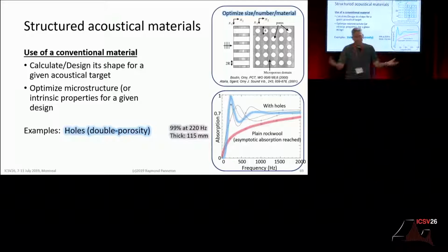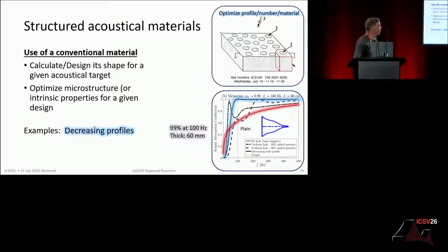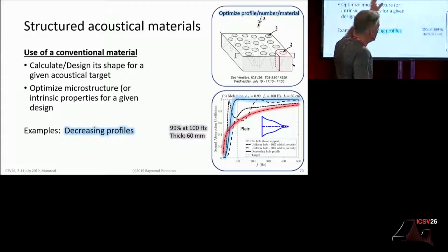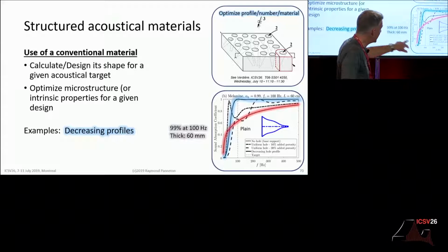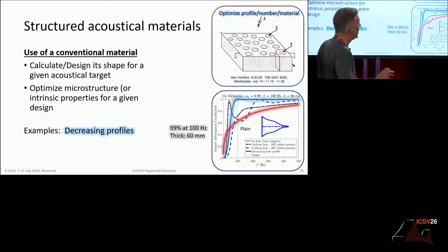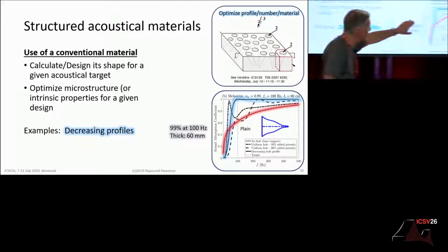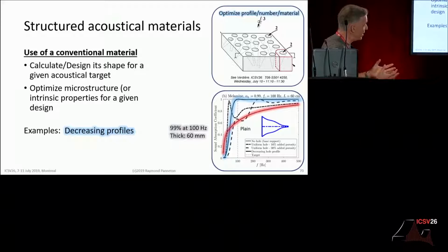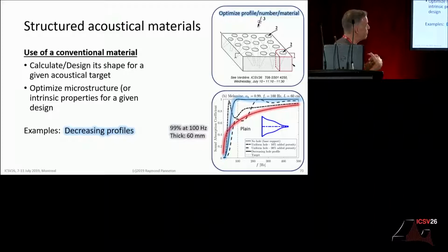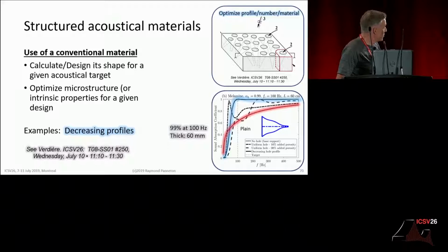If you want to have a wideband absorber, we can use a decreasing profile. And then with decreasing profiles and some optimization, you can reach 99% absorption at 100 Hertz, starting from a minimal thickness of 60 millimeters. That is very low. For now, it's unbeatable. This is done with melamine foam here. So you see the pink curve is the asymptotic behavior, but when you drill holes correctly, with the decreasing profile, you can maximize the sound absorption on a wide band. If you want to know more about this, Kevin Verzier will present something on this on Wednesday.